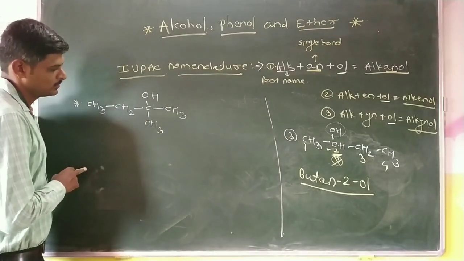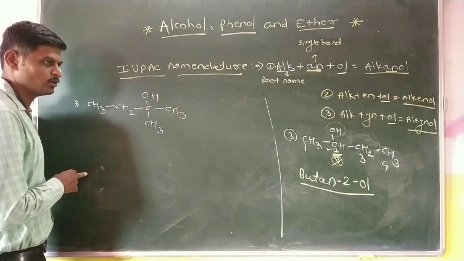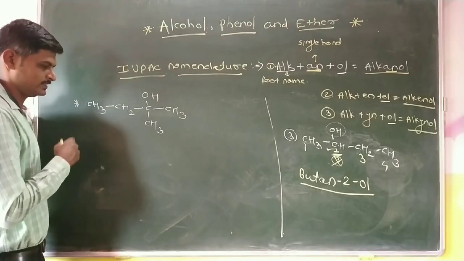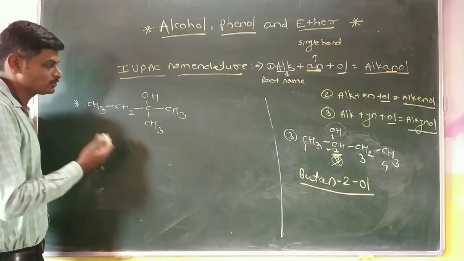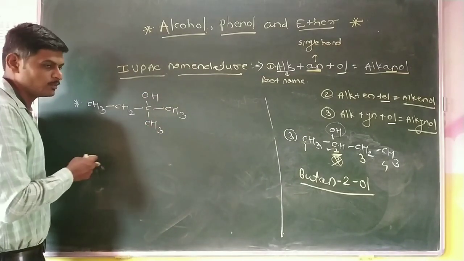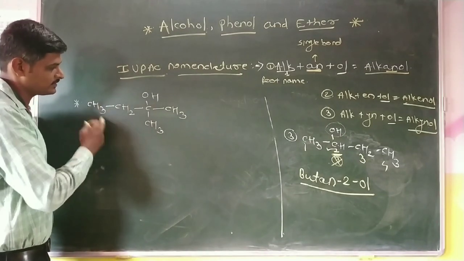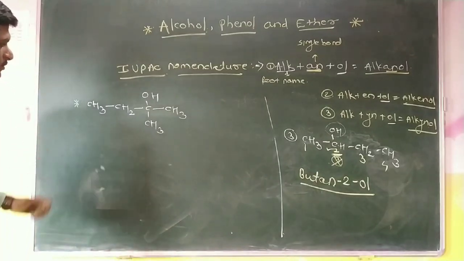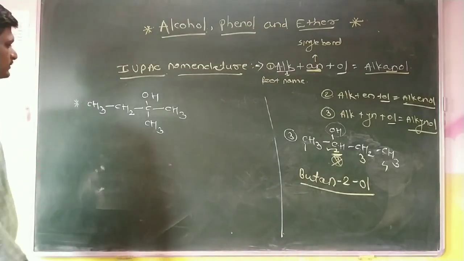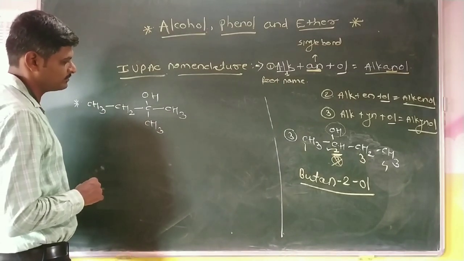Alcohol. To determine the IUPAC nomenclature of this compound, first we select the longest continuous chain of carbon atoms. Second, give the lowest locant to the hydroxyl group. Third, name the substituents. In this case, one substituent is here. Firstly, we select the longest continuous chain of carbon atoms. That is the parent chain.